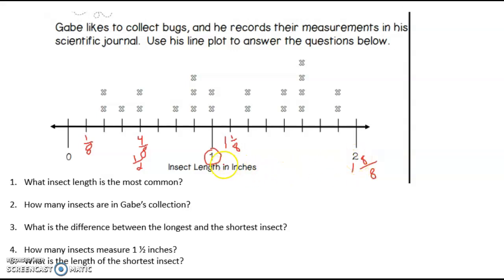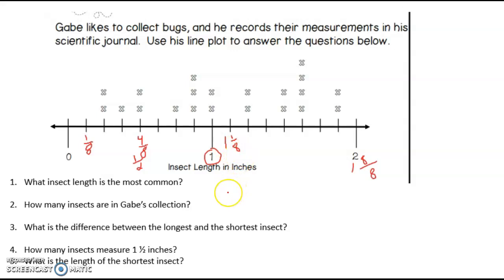Now you may say, well, Miss Mendez, 8/8, why isn't this 9/8? It could be 9/8. 9/8 is the improper fraction that is equivalent to that mixed number, but you're not going to see 9/8. You're going to see 1 whole and 1/8, because the length of the insects in inches is 1 inch and 1/8 of another inch.